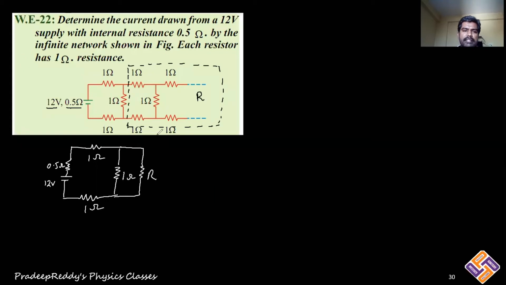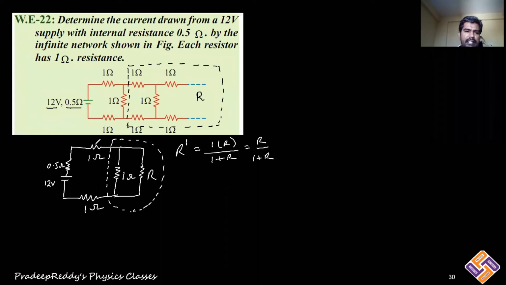So as this is the effective circuit, R and this 1 ohm are both connected in parallel. If R and 1 ohm are connected in parallel, what do you write for this part? R dash is equal to 1 into R divided by 1 plus R. This is R divided by 1 plus R, that is R dash. And how is that R dash connected? R dash is connected in series with 1 ohm, this 1 ohm and this 0.5 ohm.